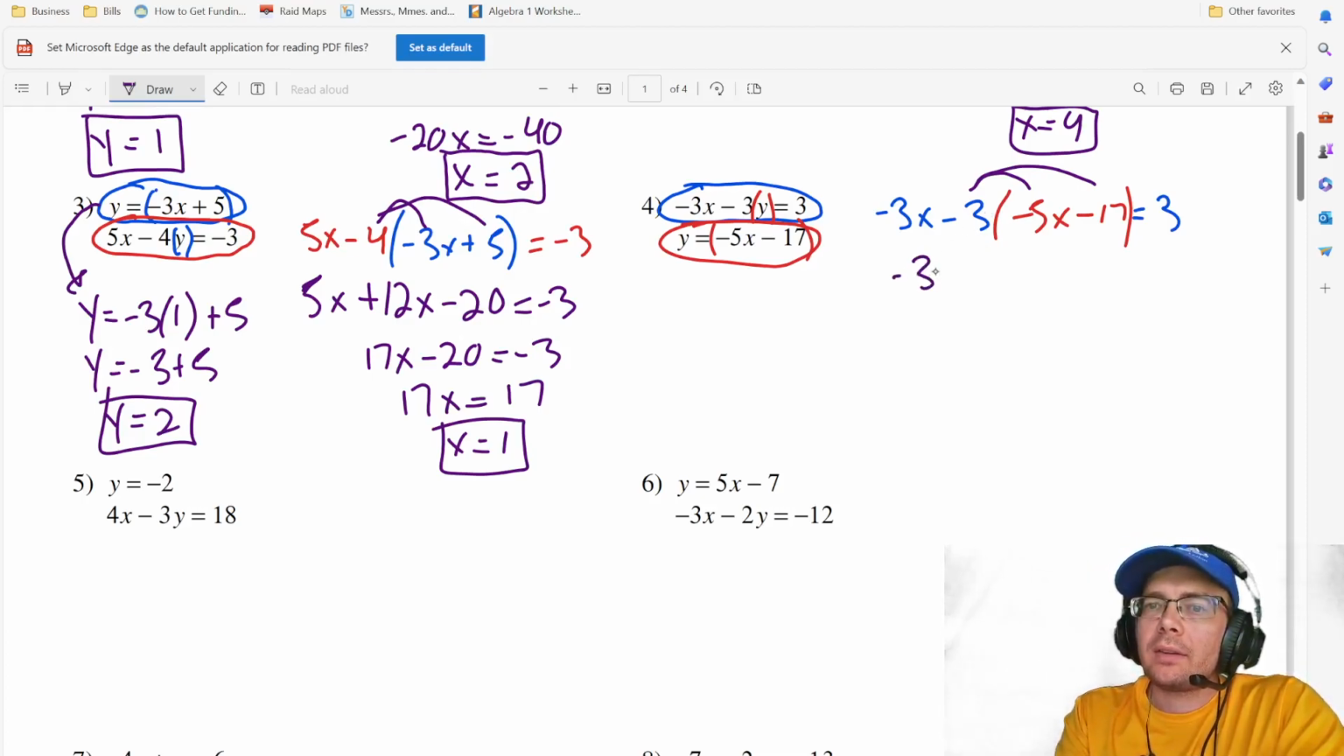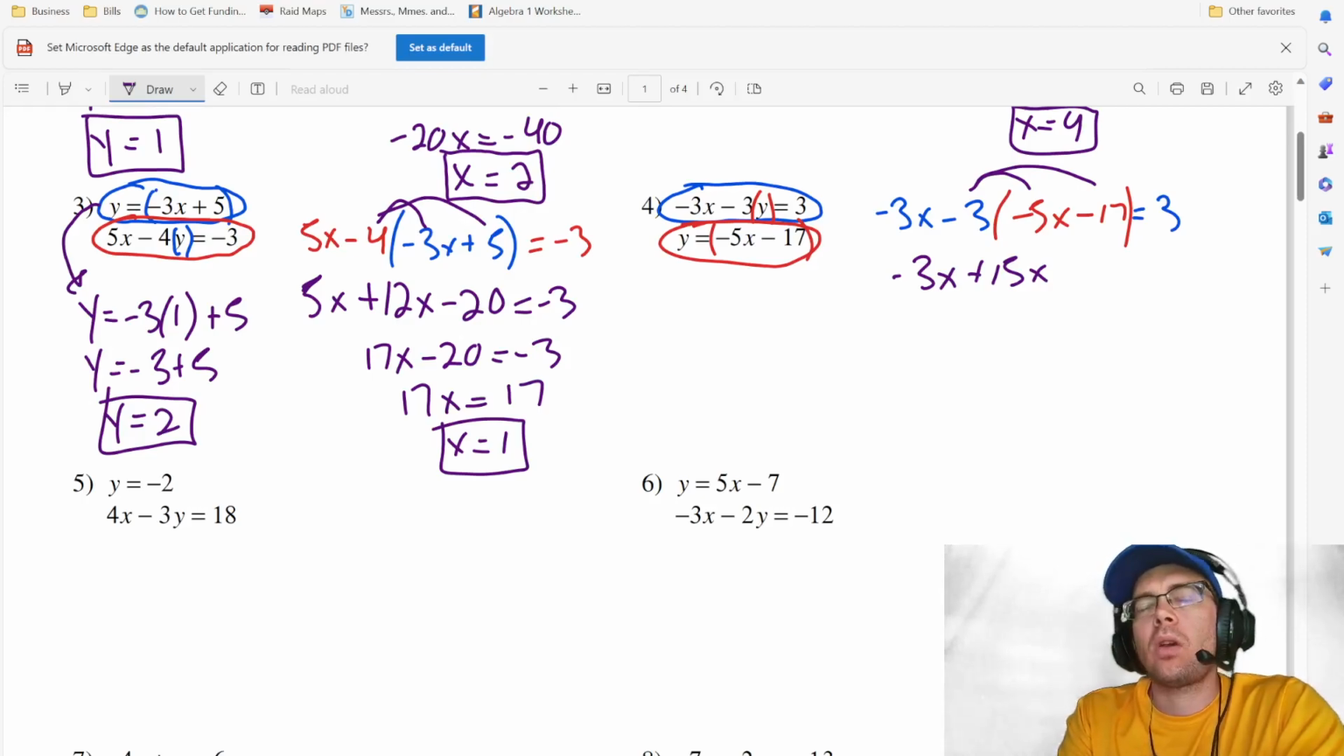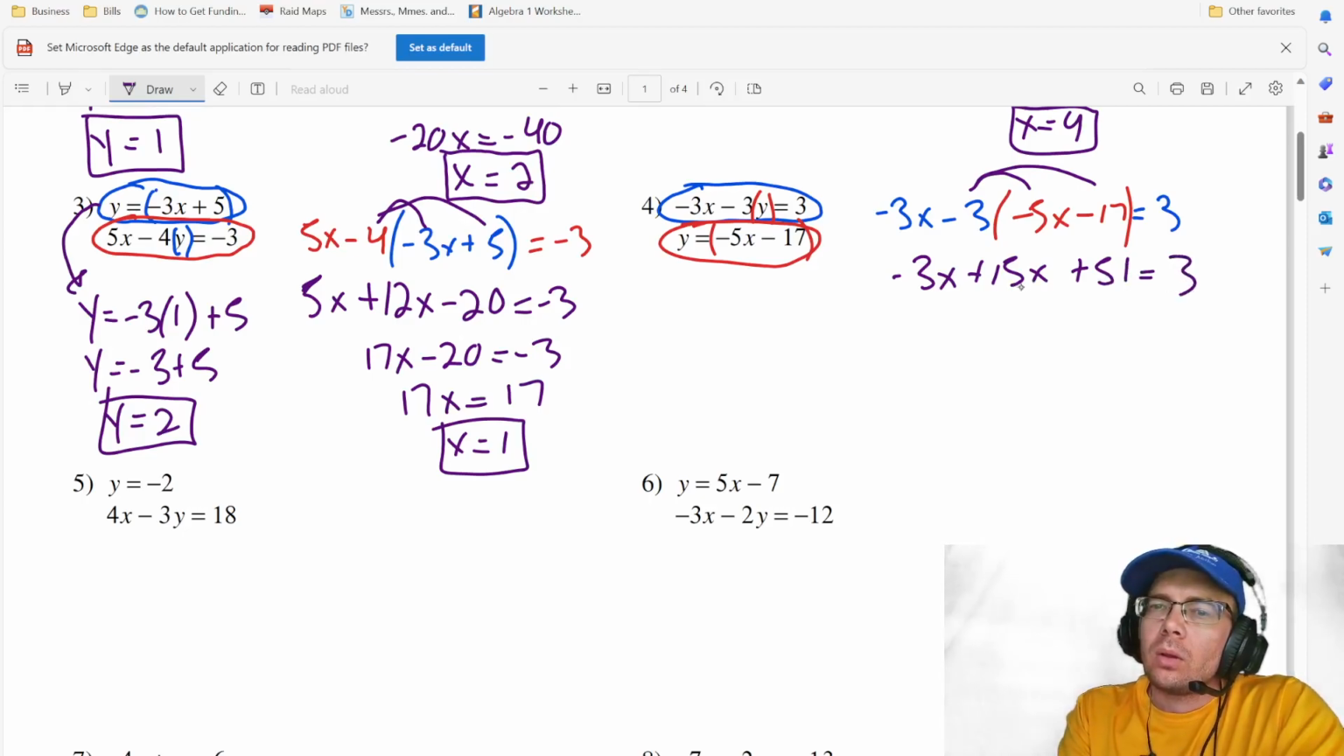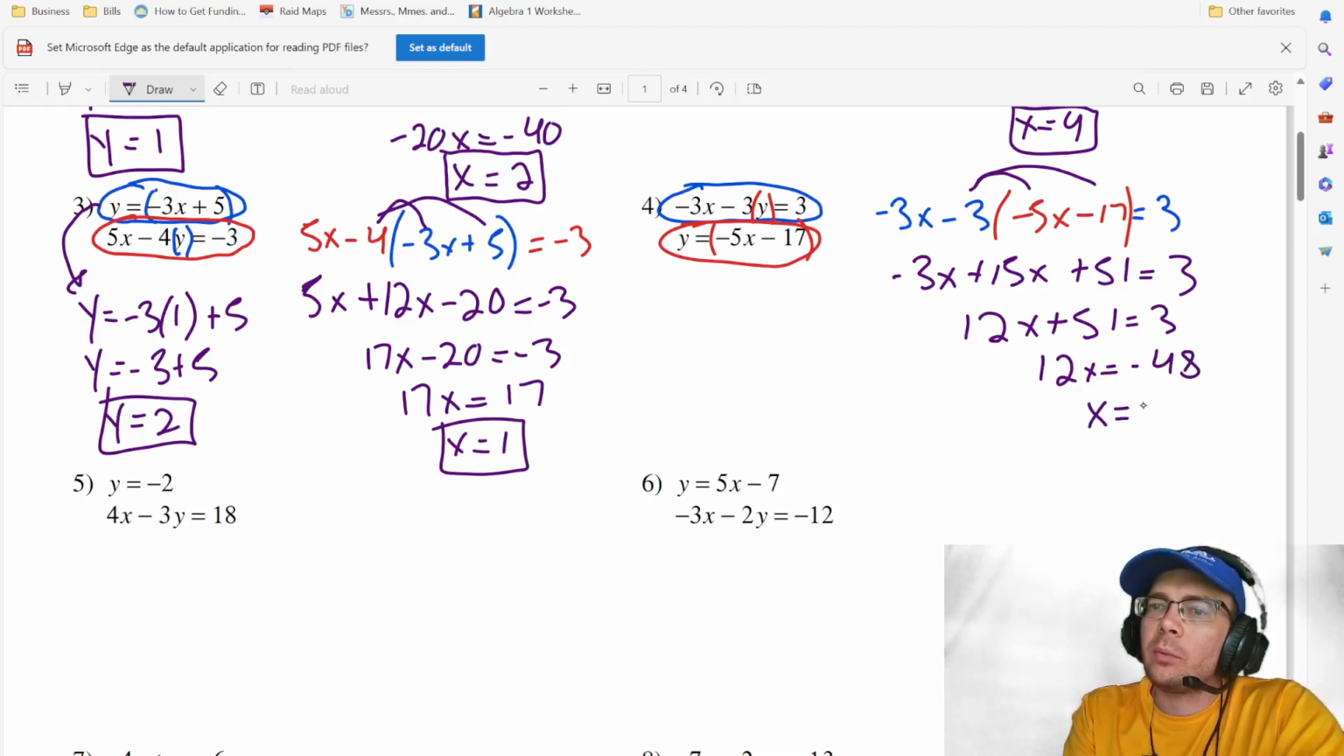So negative 3x plus 15x. What is that? 51? Yeah, I think that's 51. Plus 51 equals 3. Okie dokie, that's going to be 12x plus 51 equals 3. Then I want to subtract 51. So that's going to be negative 48. And then divide both sides by 12, and I get negative 4.